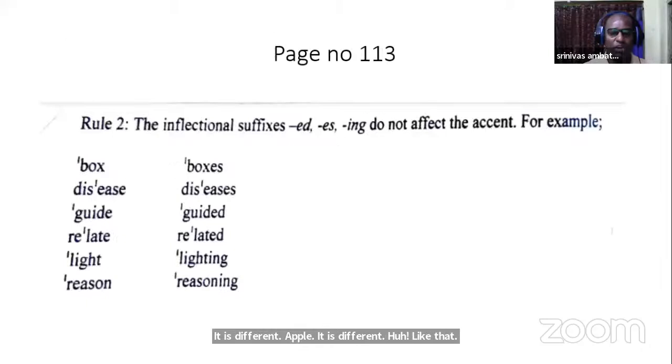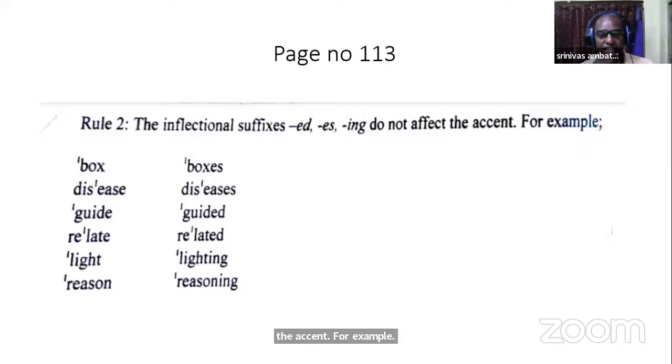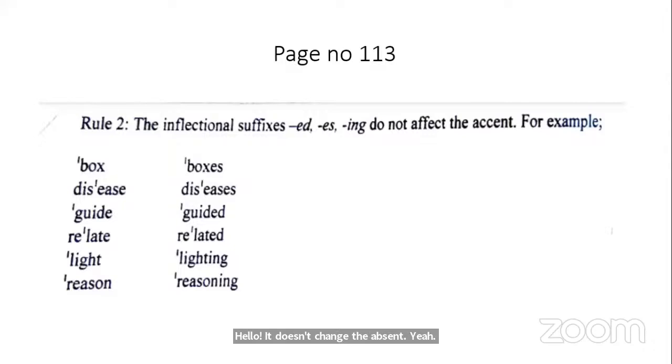Now, rule number two, read. The inflectional suffixes ed, es, ing do not affect the accent. For example, read, please. What is the condition? Suffixes. Suffix means common part at the end. ED or ES if you have, or ING, you know, it doesn't change the accent. Read now. Boxes. Same. Box. Next. Disease. Diseases.